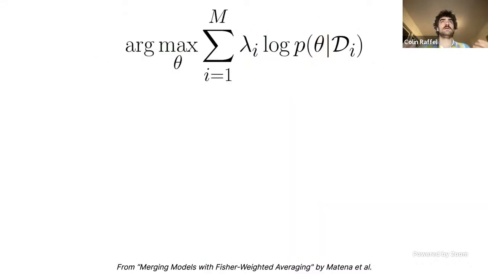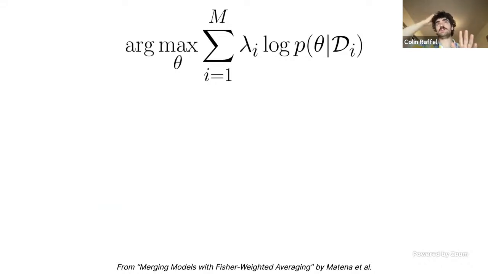Well, in this paper that I'm discussing now, we formulate this problem via the following optimization problem, okay? And the high-level goal here is that we're going to try to find the set of parameters that maximizes a sum of the individual models' log posterior distributions. So the posterior distribution gives us a probability of a given parameter setting given the data set that is used to train the model.